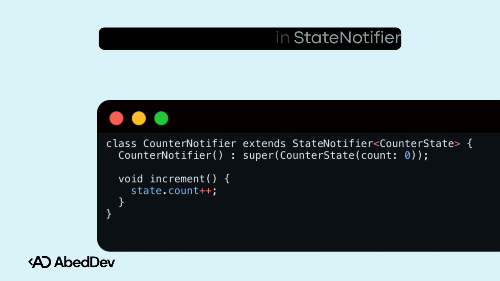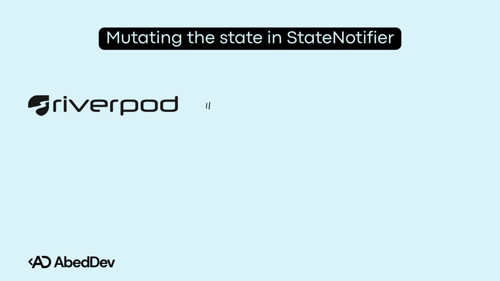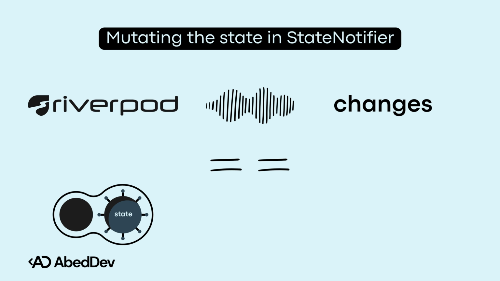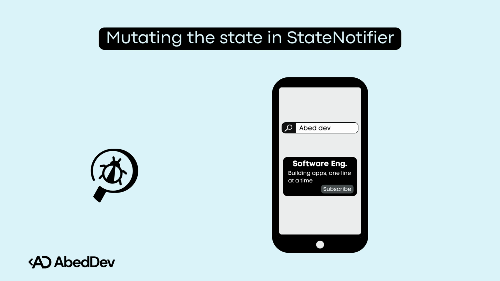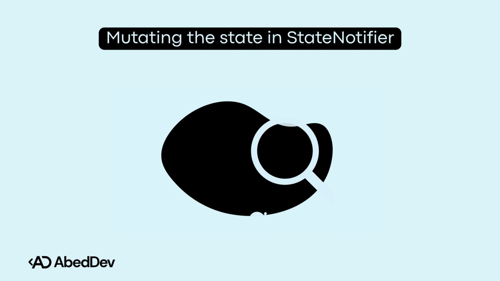Let's see why. Here is the wrong way to update state. Look closely, the state is being modified directly. This looks innocent, but Riverpod will not detect the change because you never returned a new state object. Riverpod listens for changes using equality comparison. If the state is mutated and the reference stays the same, that means the UI will not rebuild. Debugging becomes painful. Bugs appear randomly.